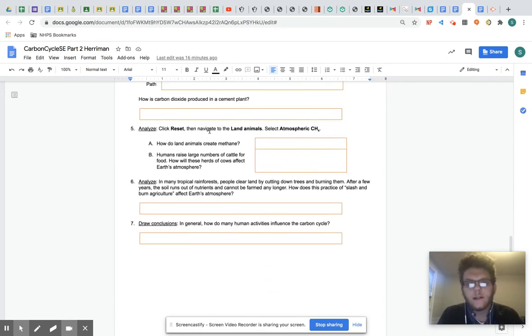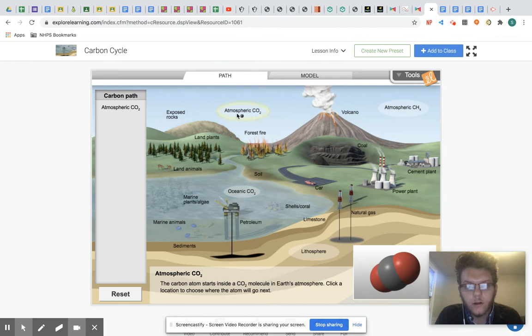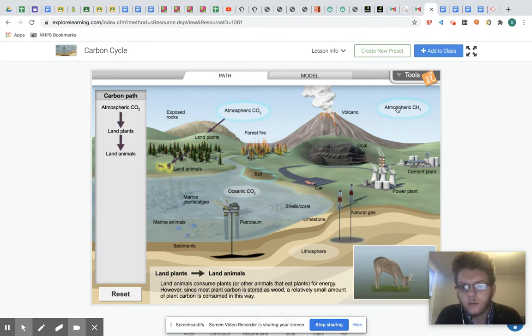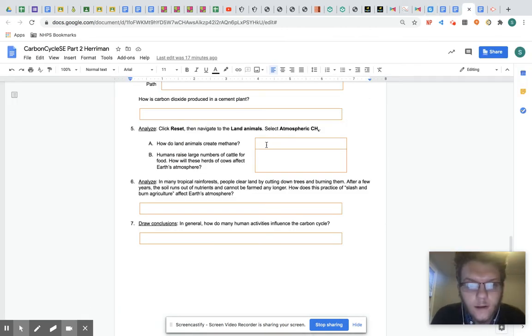Then we're going to reset and go to land animals. We're going to make a pathway to land animals and then go from land animals to atmospheric CH4, which stands for methane. So if I reset this, we're going to go from atmospheric CO2 to land plants to land animals to atmospheric CH4. Here we're going to learn about how land animals create methane and how the herds of cows kept by humans affect the Earth's atmosphere.